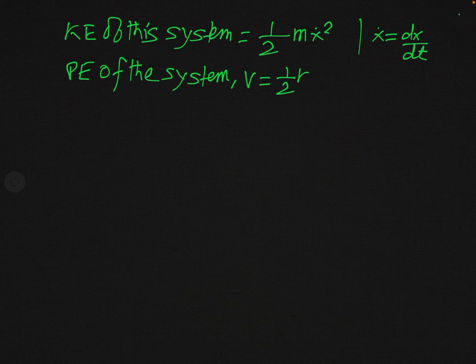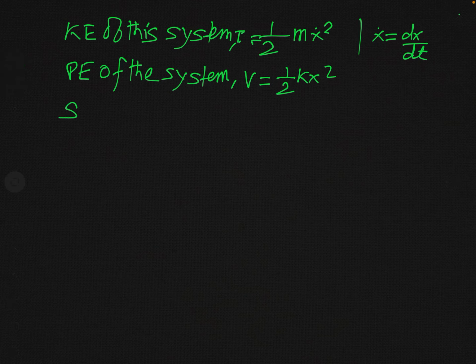You know, it is half kx square, and kinetic energy is denoted by the symbol T. So T is equal to half mx dot square, this is T, and V is equal to half kx square. Now you can find the Lagrangian of this system.